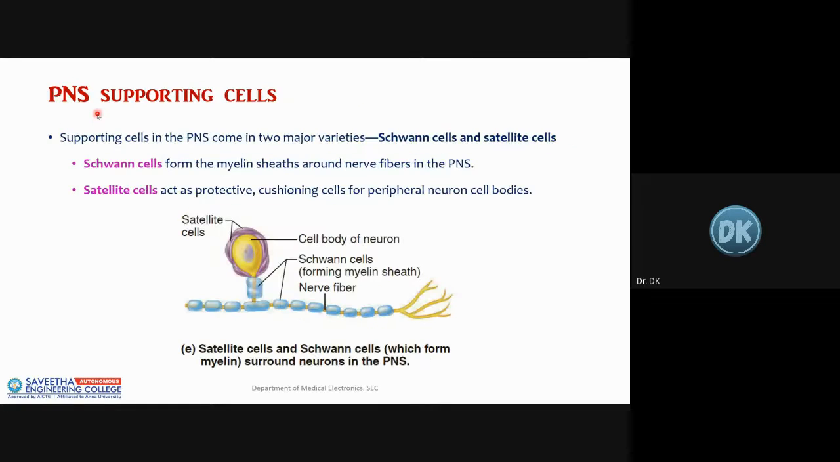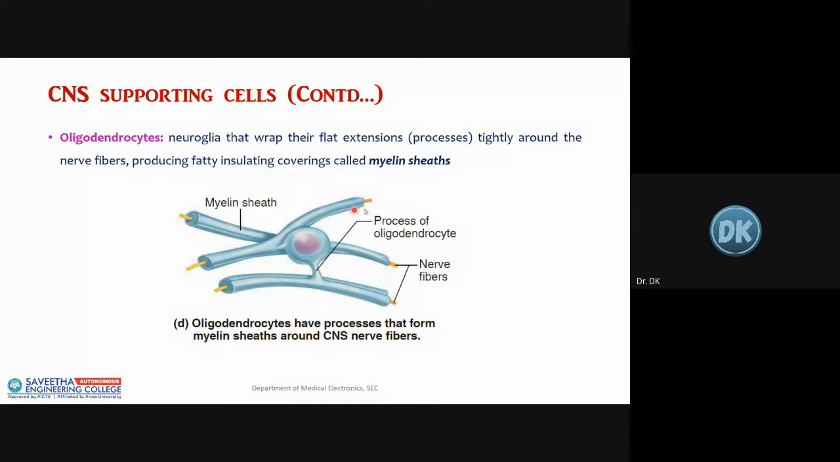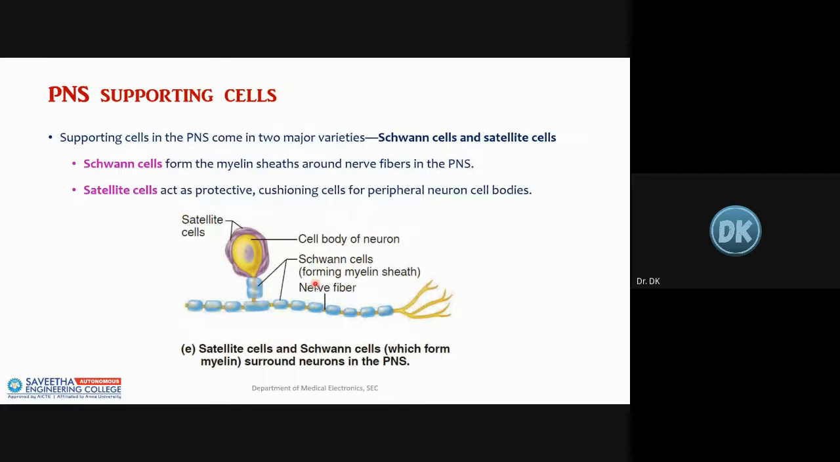So next thing is peripheral nervous system la irukra supporting cells. So in peripheral nervous system you have two types of cell. One is Schwann cell, another one is satellite cell. So Schwann cells enna pannum appadina it form myelin sheath around the nerve fibers in the peripheral nervous system. So central nervous system la irukra nerve cells ku oligodendrocytes will produce the myelin sheath. Idhe peripheral nervous system ku irukra cells vandu Schwann cells will produce the myelin sheath. So myelin sheath ன்றது ஒரு protective covering.